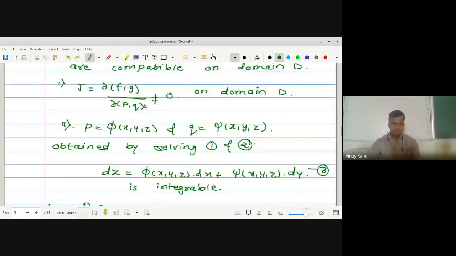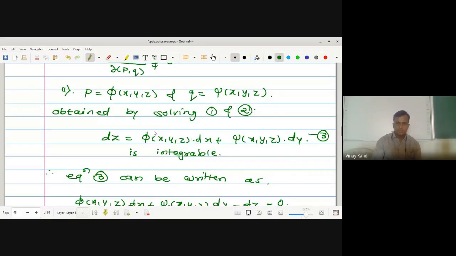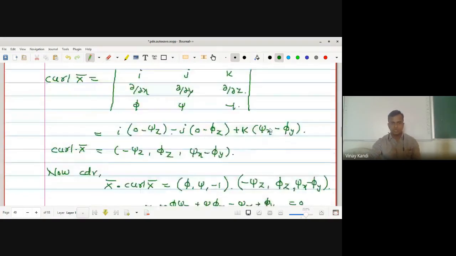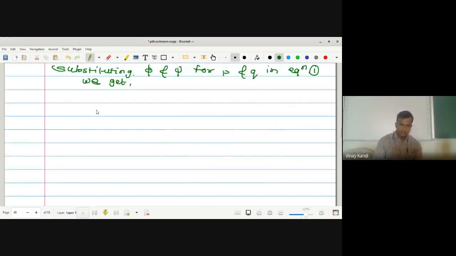What is this? H value. P is dx, which means phi of x, y, z. And this is q dy, so this is psi of x, y, z. Now putting the values in equation number 1, we get small f as a function of x, y, z, phi and psi, which is equal to 0. Give it equation number 5.